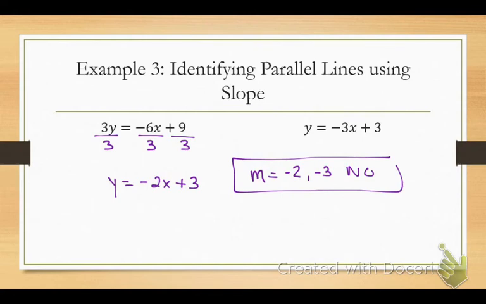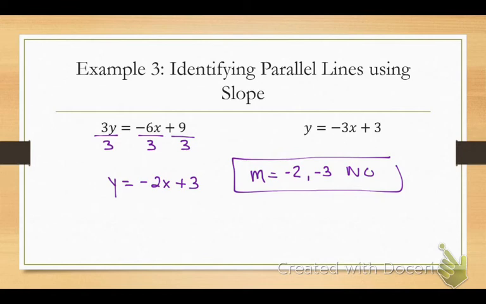So no. If, let's say this had been a 2y, and you divided everything by 2, then they would have been parallel, because your slope would have been -3 on both. So you would say m equals -3 on both lines, and then your answer would have been yes. So if you solve for y and you see both slopes are the same, your answer is yes.